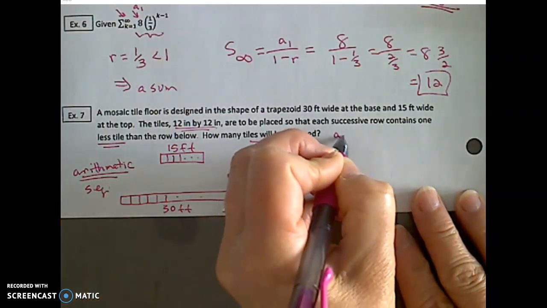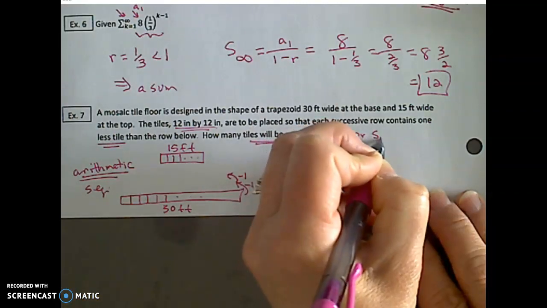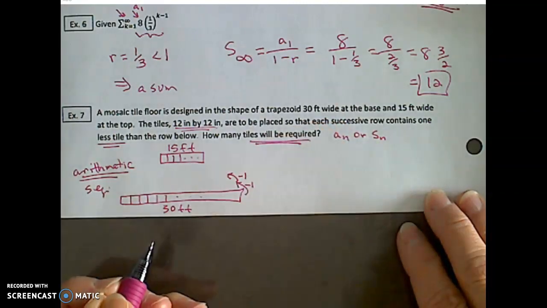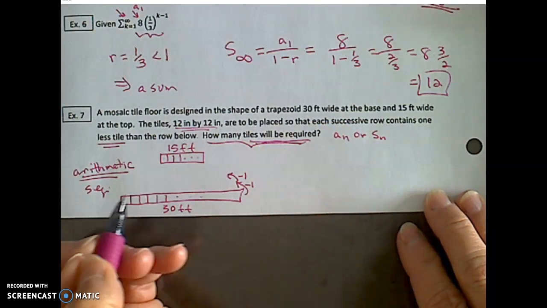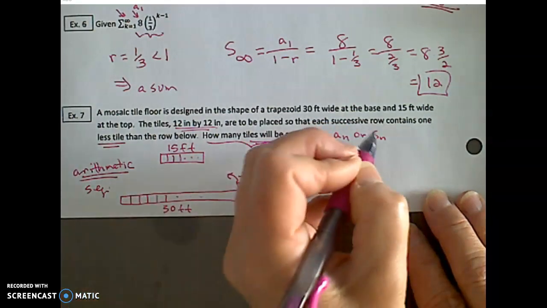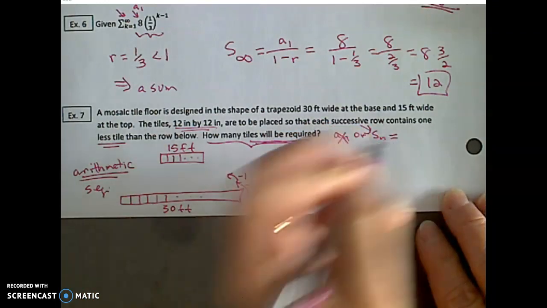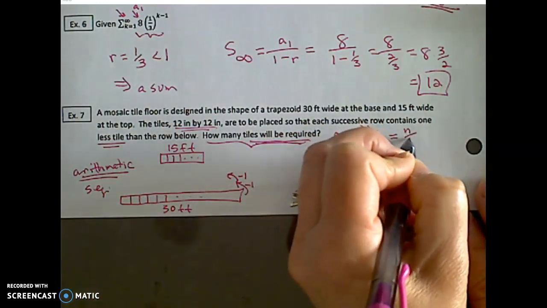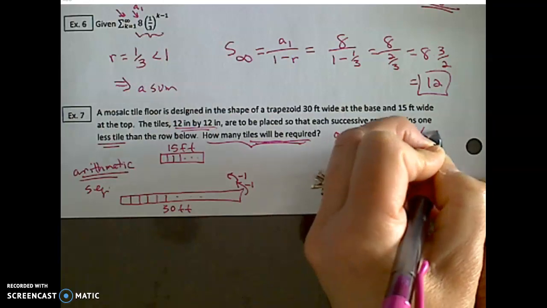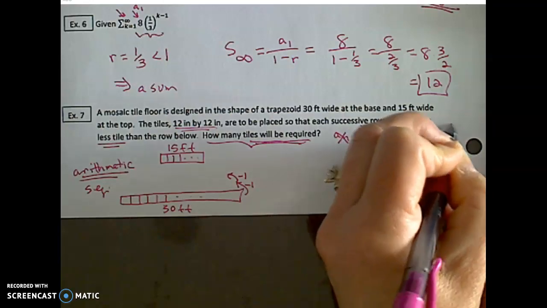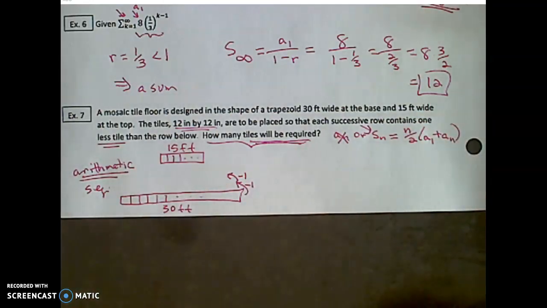This is an arithmetic sequence. Do we need a sub n or the sum s sub n? How many tiles will be required? Is actually s sub n. And the sum of an arithmetic sequence is n over 2 times the first plus the last. And we want to find the sum. Pause and think about what you need to find.